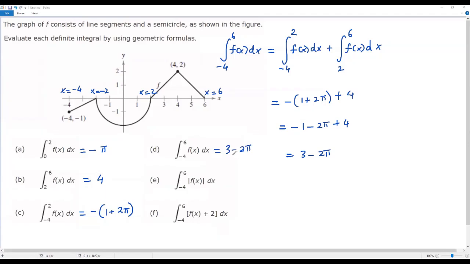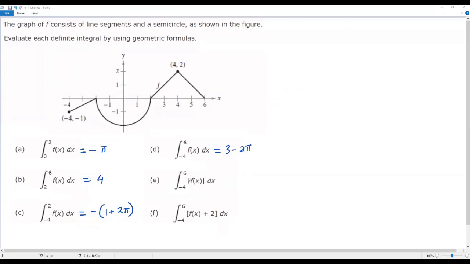Okay, now we can move to part E. In part E, we have the integral from negative 4 to 6 of the absolute value of f of x dx. Okay, let me write this integral as it is. Already we have discussed that from x equals negative 4 to 6, we have all the three regions. So we can split this integral into three parts, one part for each region. The first part is from x equals negative 4 to negative 2. The second part is from x equals negative 2 to x equals positive 2. The third part is from x equals 2 to x equals 6.